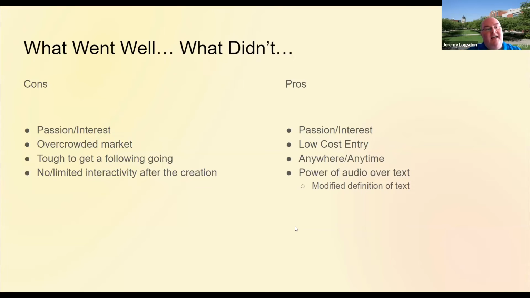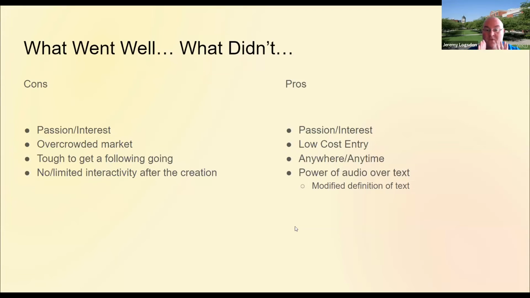So the cons were, I said, put passion and interest here. I put it on both sides. I had a few students who I could not fully convince to get on board with it. They did it, and you could just tell they weren't as interested. However, the pros, one of the best things is that podcasting has such a low cost entry. If you have a laptop or even a cell phone, you can absolutely do this.